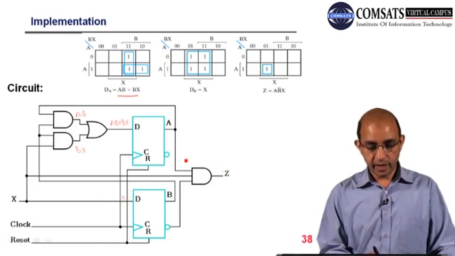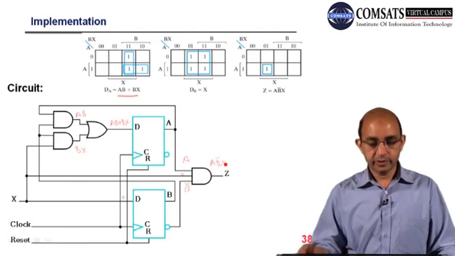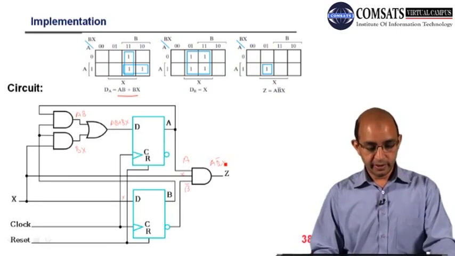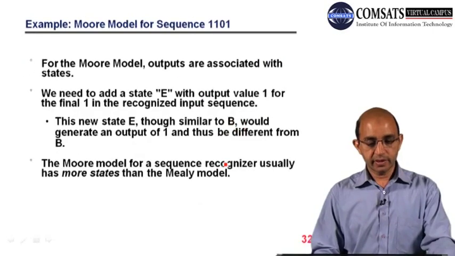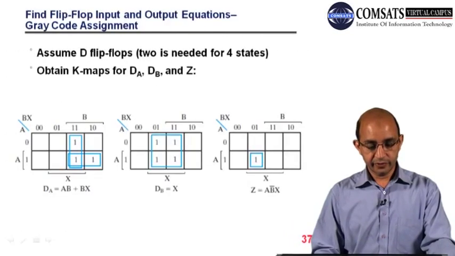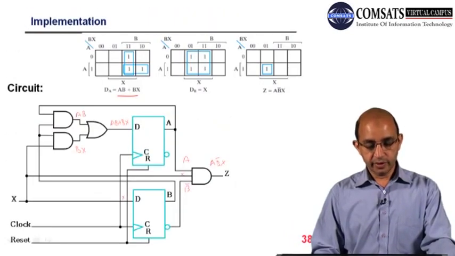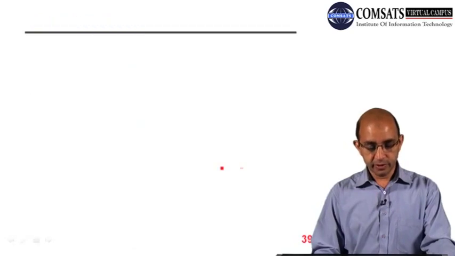For Z, this is A, and this is B bar, and this is X. So A, B bar X. This is the circuitry, and that circuitry is recognizing this state. Whenever we have 1 1 0 1, we will have a 1 at the output. So this is the output.